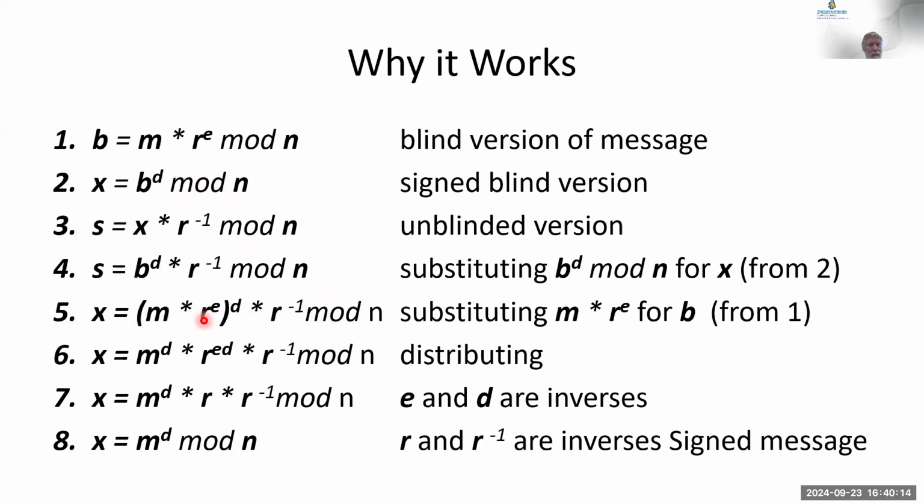So we have M times R to the E, all to the D. Distribute the D's. You have M to the D times R to the ED times R inverse. Well, remember, E and D are inverses, so R to the ED is just R. And then you notice you have R times R inverse. Well, that's just 1. And you end up with M to the D mod N. David Chaum was pretty clever to figure that one out.